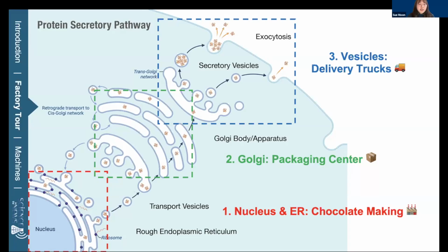Finally, the vesicles transport the packaged proteins out to correct destinations, either in or out of the cell, just like the delivery trucks. So now we will go over each step of this protein secretory pathway and discuss what machines play a crucial role here. And of course, we will continue our tour in the chocolate factory too.